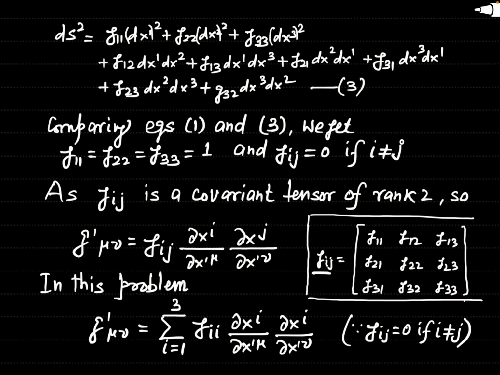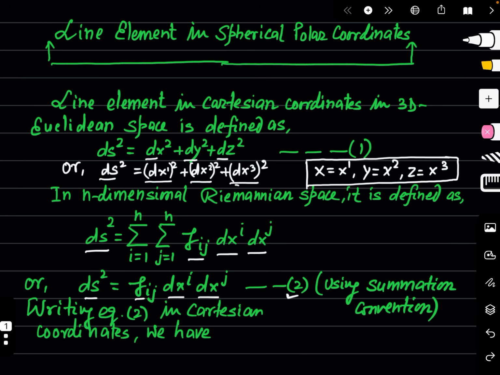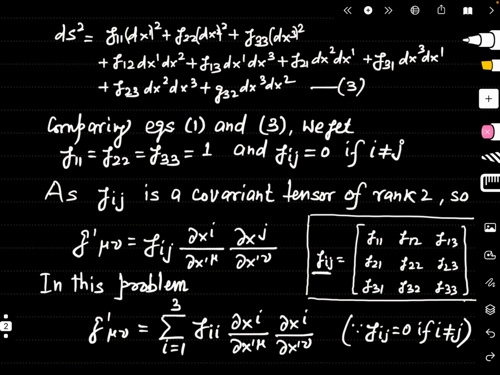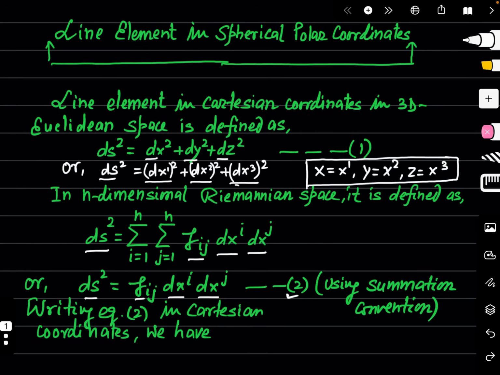So when you expand the RHS of equation 2 by taking the summation, what will be your result? You can see. In fact, for g11, when you take 1, it means i and j both are 1. So in this condition, the first term will be g11 dx1 times dx1, because i and j both are 1.